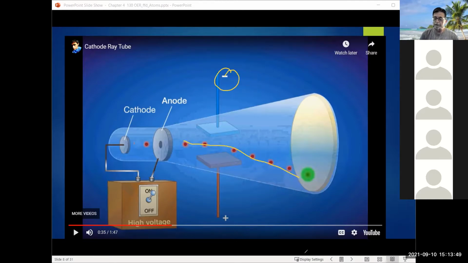Okay. And so that tells JJ here that that beam must have a charge, and it has to be an opposite charge of what's being displayed here, because opposites attract each other. And it's coming toward the positive side. And so that told JJ Thomson that beam is a negatively charged particle.